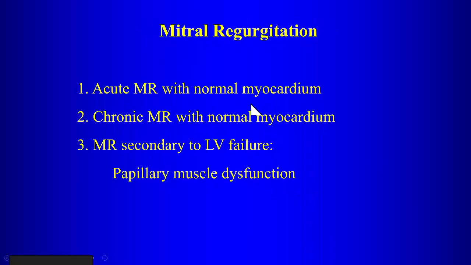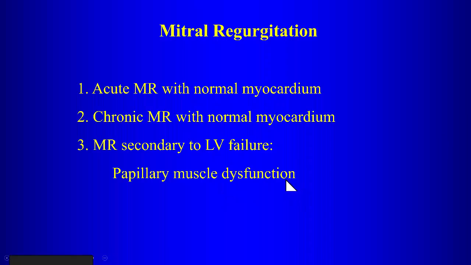So if you have acute mitral regurgitation with normal myocardium, then you have a well-functioning left ventricle, so there's going to be a large regurgitant volume that's not going to be well handled, and so that leads to pulmonary edema. Chronic mitral regurg with normal myocardium, there again you have a pretty decent cardiac output from the left ventricle, but this results in dilatation of the left atrium. This gives you very large or giant left atrium. And then mitral regurg secondary to left ventricular failure. You might see that with papillary muscle dysfunction.